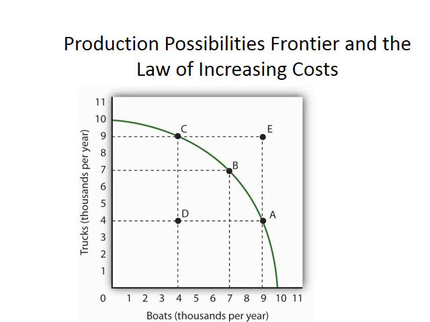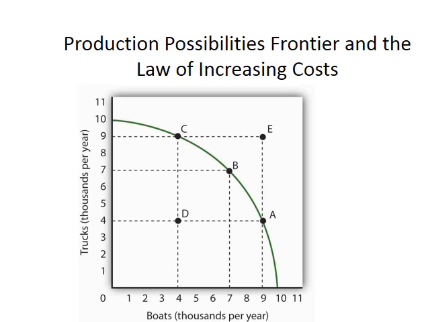But you will note that in moving from C to B, we gained only 3,000 additional boats and gave up not 1,000 trucks this time, but 2,000 trucks. Thus, we got fewer additional boats while giving up more trucks. Going from B to A, the opportunity cost of boats in terms of foregone trucks gets even greater. In order to get 2,000 additional boats, I had to give up 3,000 trucks.